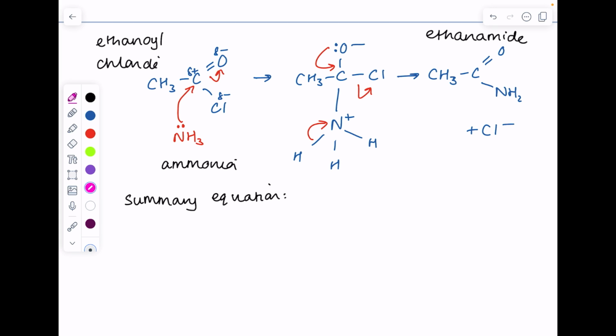Time for another summary equation. So this time we have acyl chlorides react with ammonia to produce amides. And as I was just saying, ammonium chloride will be our second product.